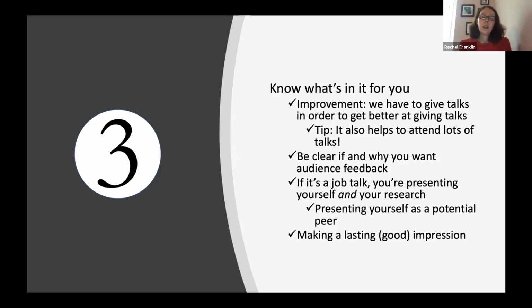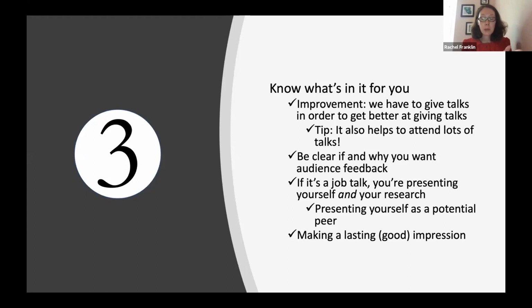And then, most importantly, we have to give talks to get better at giving talks. I'm still improving, and I've been doing this for 20 years. And so I think at the very beginning of our careers, every time somebody asks you if you would like to give a presentation, say yes, right? And attend as many talks as you can, right?